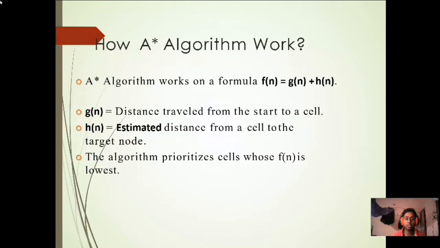Okay, so the A-star algorithm works on the formula f(n) = g(n) + h(n), where g(n) is the distance traveled from the start to the cell or node, and h(n) is the estimated distance from the cell or node to the target node.